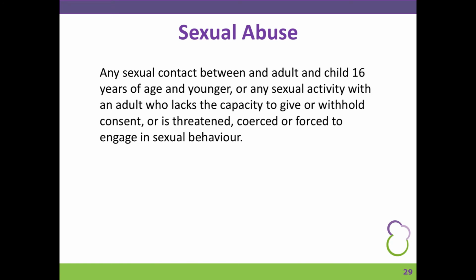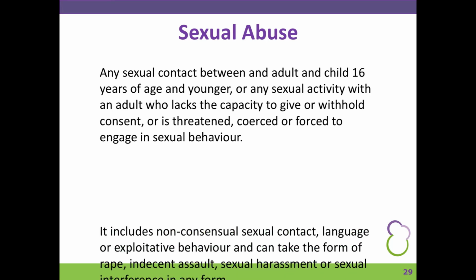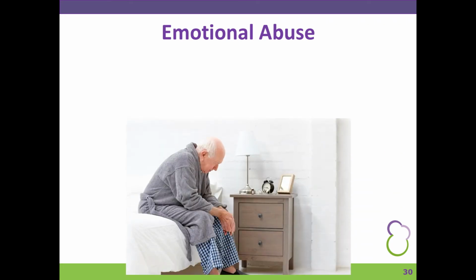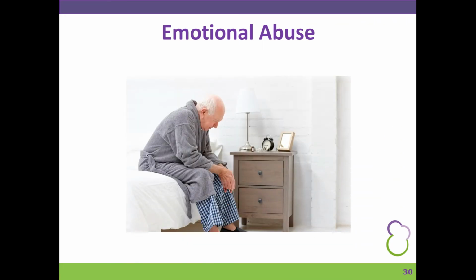The next form of abuse we're going to look at is sexual abuse. This is any sexual contact between an adult and child 16 years of age and younger, or any sexual activity with an adult who lacks the capacity to give or withhold consent, or is threatened, coerced, or forced into engaging in sexual behaviour. It includes non-consensual sexual contact, language, and it can take the form of rape, indecent assault, sexual harassment, and sexual interference in any form.